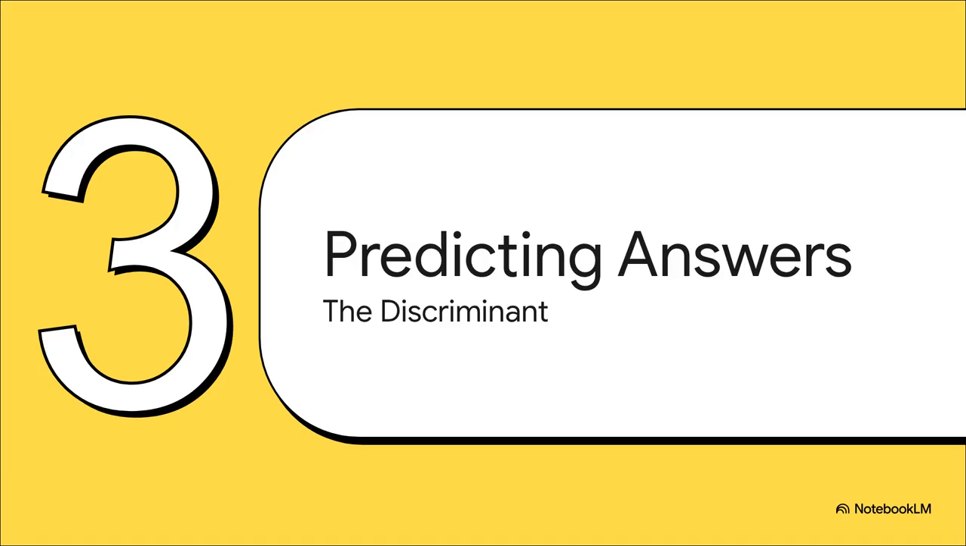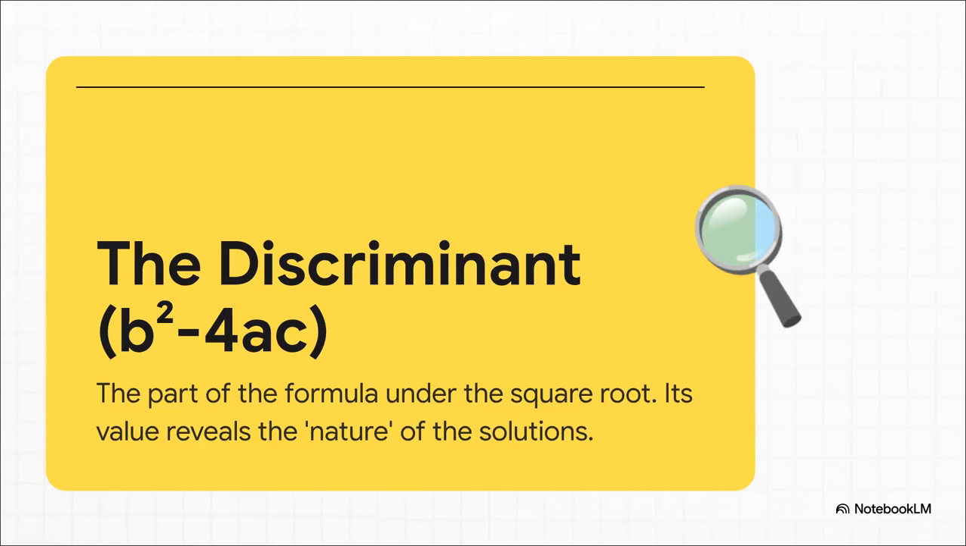But here's the really cool part. There's a secret hidden right inside this formula. It's a tiny piece of it that can actually tell you what kind of answer you're going to get before you even finish all the calculations. This specific chunk, the b squared minus 4ac, has a special name, the discriminant. It's the part that's living under the square root sign, and it basically acts like a crystal ball for our equation. It helps us discriminate between the different types of answers we might get.